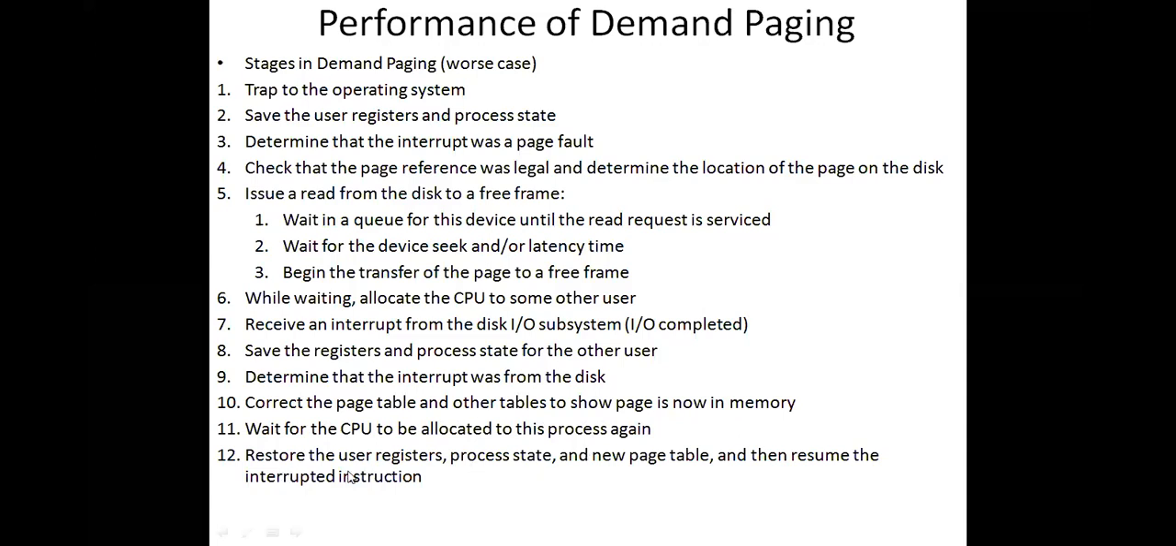Restore the user registers, process state and new page table, and then resume the interrupted instruction. Previously, where the process was suspended, from that place we need to resume the operation. Why? Because the required page is now in the main memory. These many things happen.